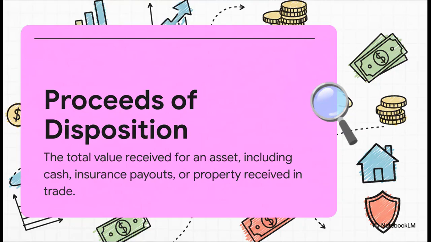So what in the world are proceeds of disposition? Well, think of it as the total value you get. Sure, that can be cash from a sale, but what if your asset was destroyed and you got an insurance payout? That counts. What if you traded your asset for something else, like a different property? The fair market value of what you received in that trade, that counts too. It's a wide net, and that's on purpose.